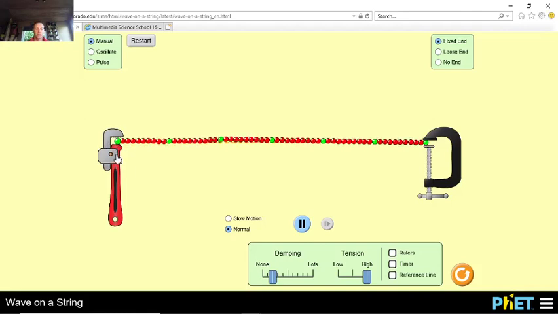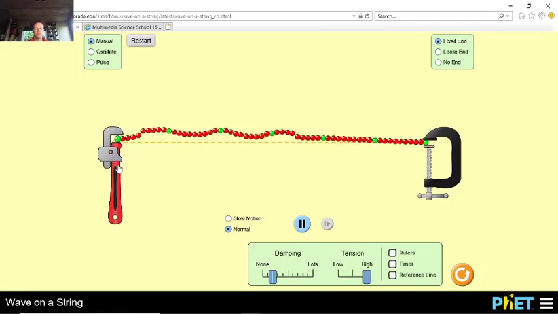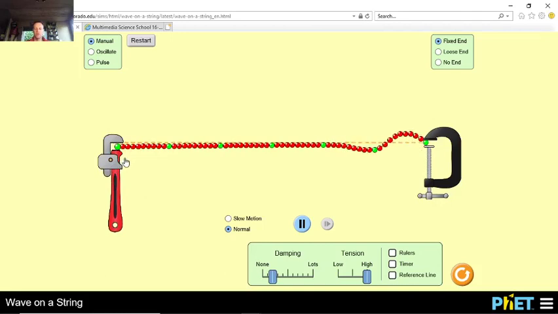Like we've done before in progressive waves, these particles can vibrate up and down in a vertical plane, and at no time can they vibrate in the horizontal plane. Because they go up and down at different times, you see the progressive wave go along here, but when it hits the fixed end, it reflects.